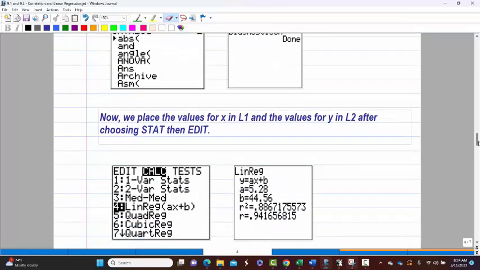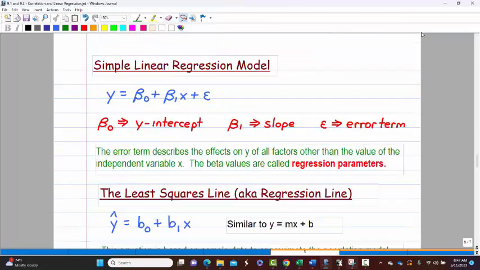All right, so there's how we do it in the calculator. Now we have what's called the simple linear regression model. And this is if we were talking about a population. It's kind of using the Greek letters here. I just left that in there, but we're not going to have to worry about it. The error terms, it explains what the error terms are here.